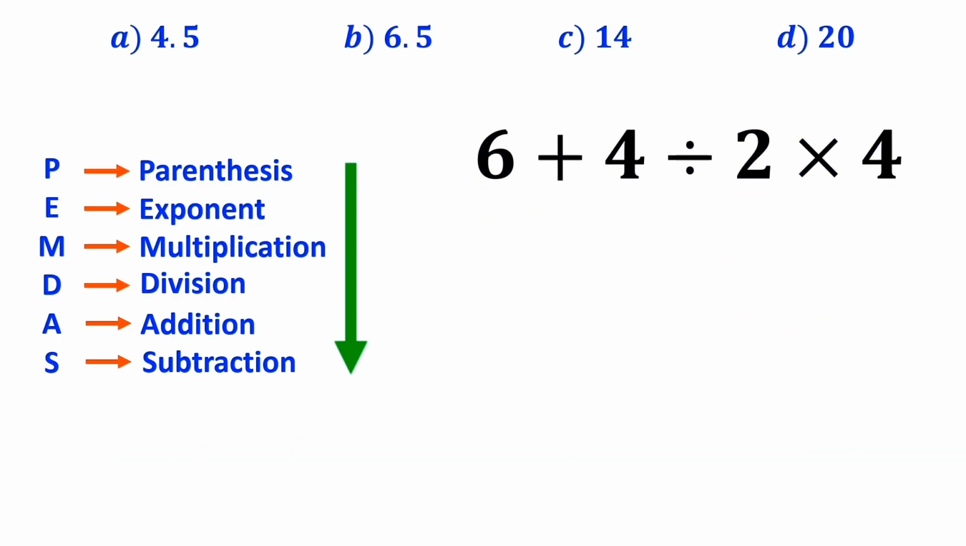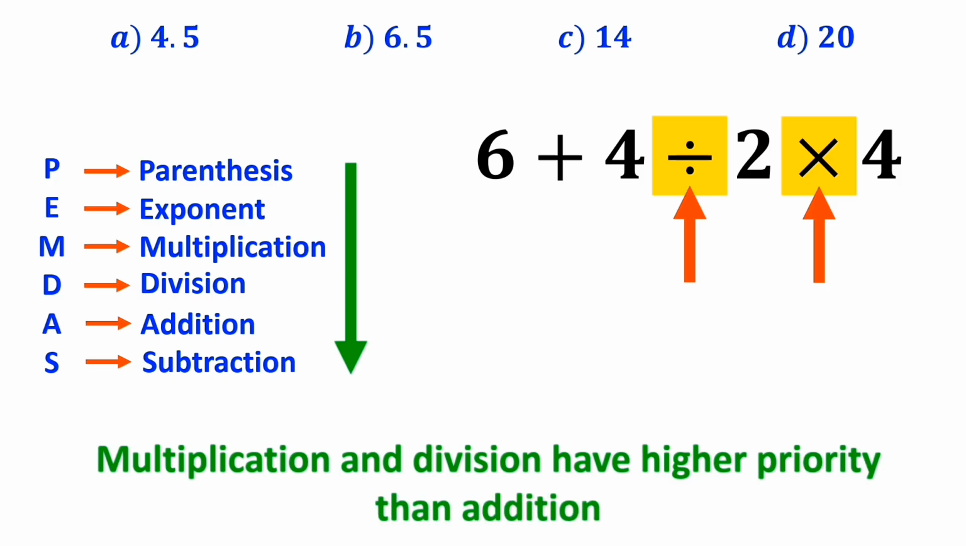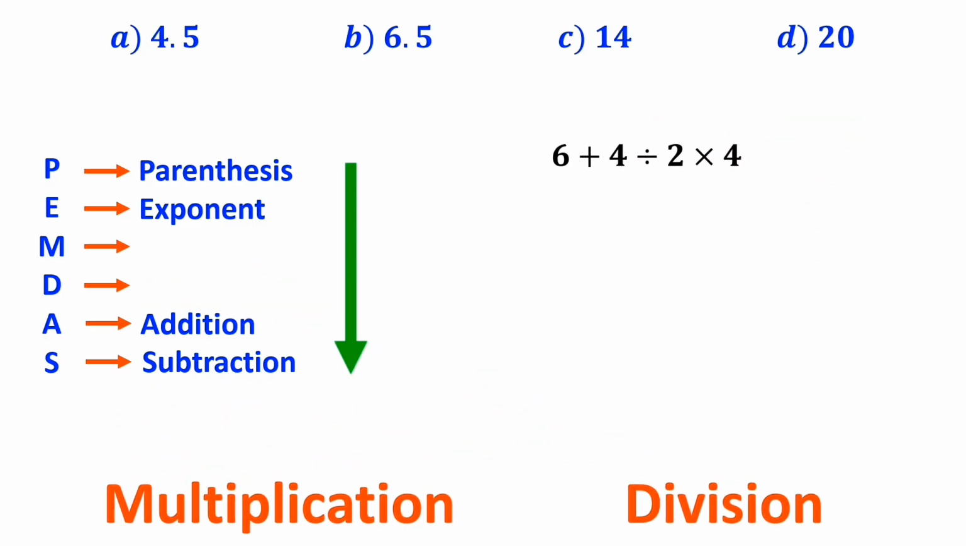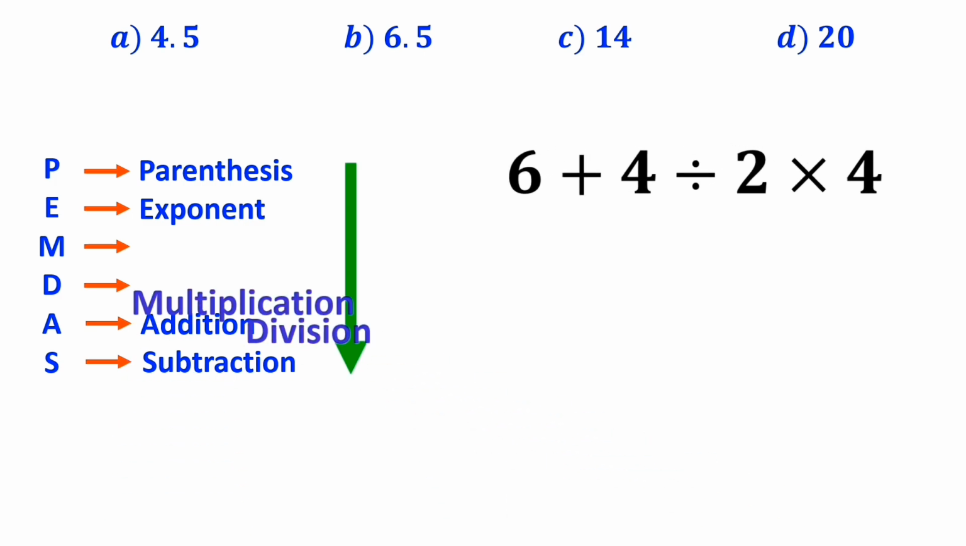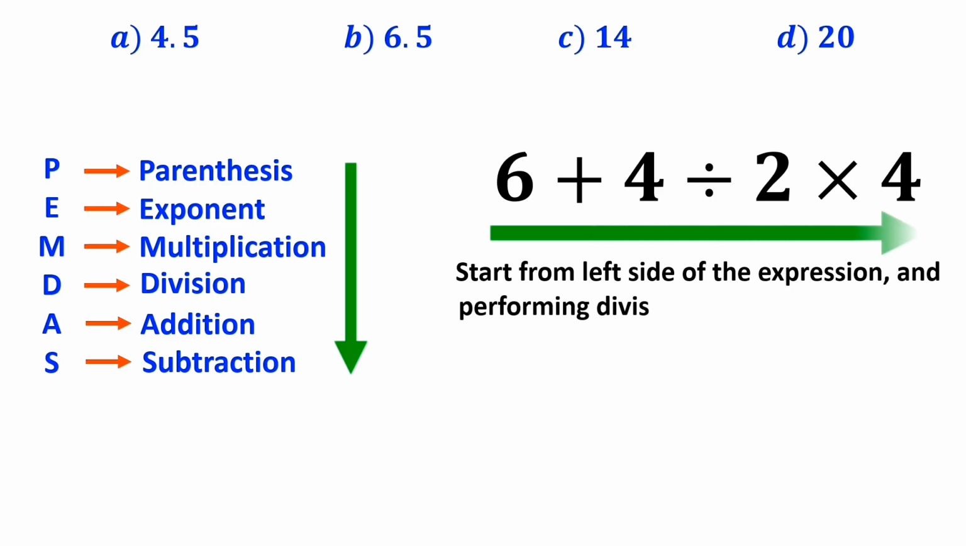Alright, now it's time to perform the division and multiplication, because multiplication and division have higher priority than addition. However, it's very important to remember that multiplication and division have the same level of priority. In this case, the best thing to do is to start from the left side of the expression and perform the division and multiplication as we go.